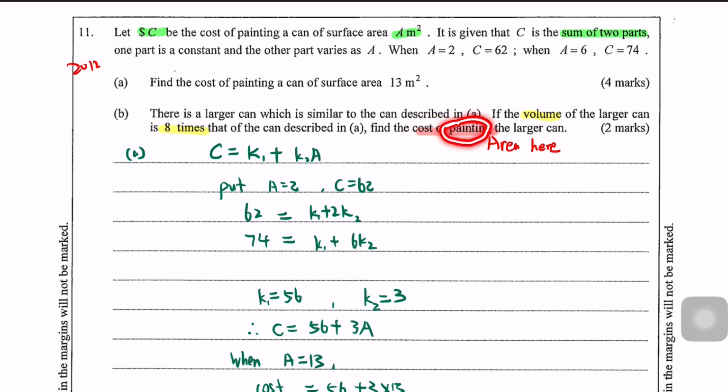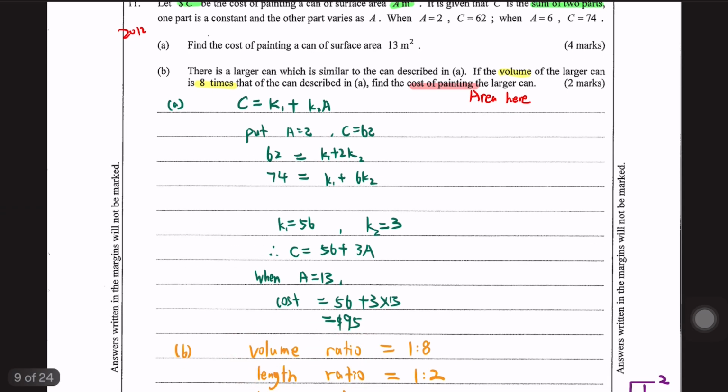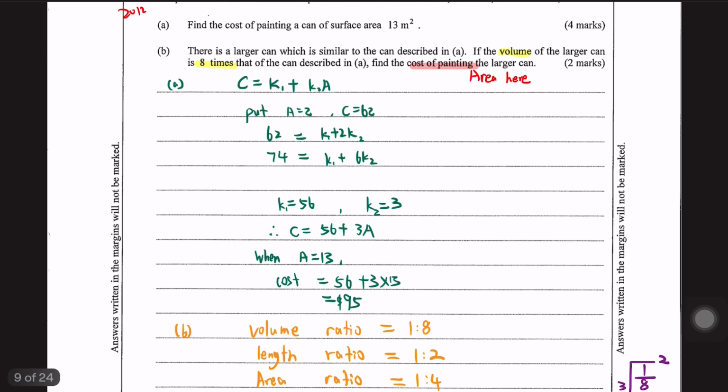The printing depends on the area, the surface area. So what we actually need to find is the area, not the volume. But the ratio given is in volume. So the first step is to change the volume ratio back to the length ratio, and then square it to have the area ratio. Or you can directly do it in one equation, 1/8, then the cube root, and then square it. Both methods work, okay? I think this clearly shows how the process changes.